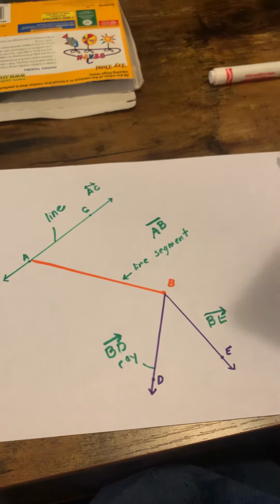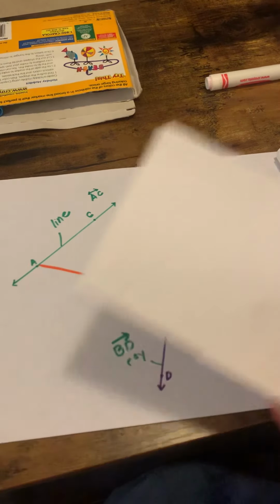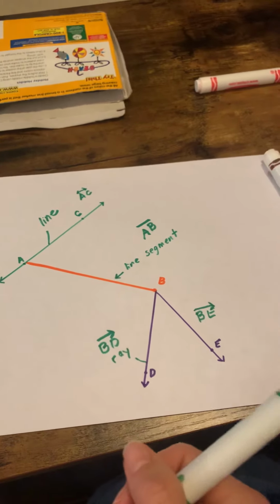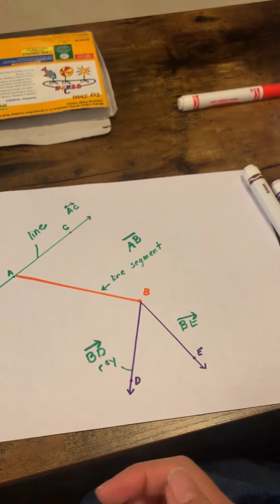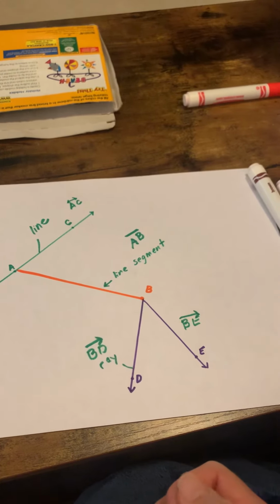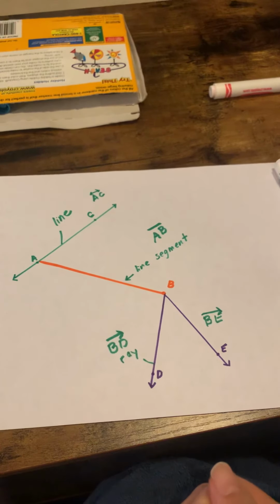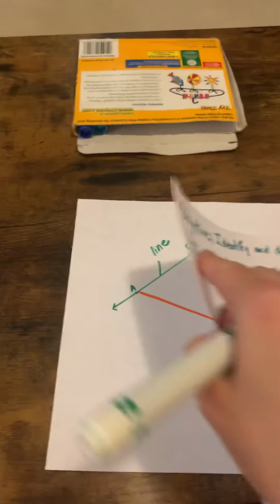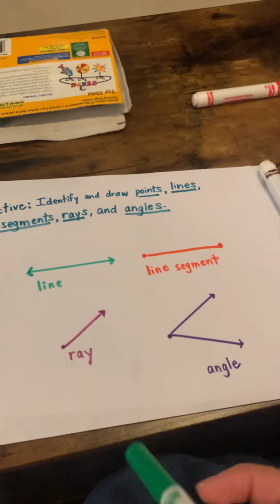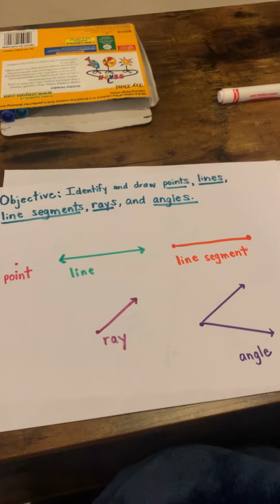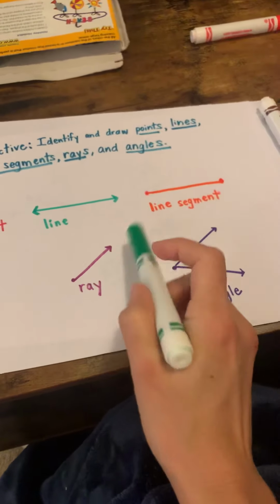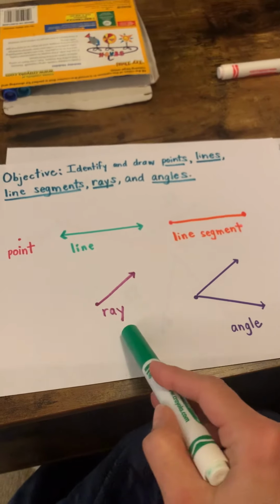If you don't have a ruler, just use a folded piece of paper like I did. And if you can't remember what is a line segment or what is a line, then I want you to rewatch the video, and you can pause it. And I'll also post this page on the assignment so that you can look at this to help you remember which is what.